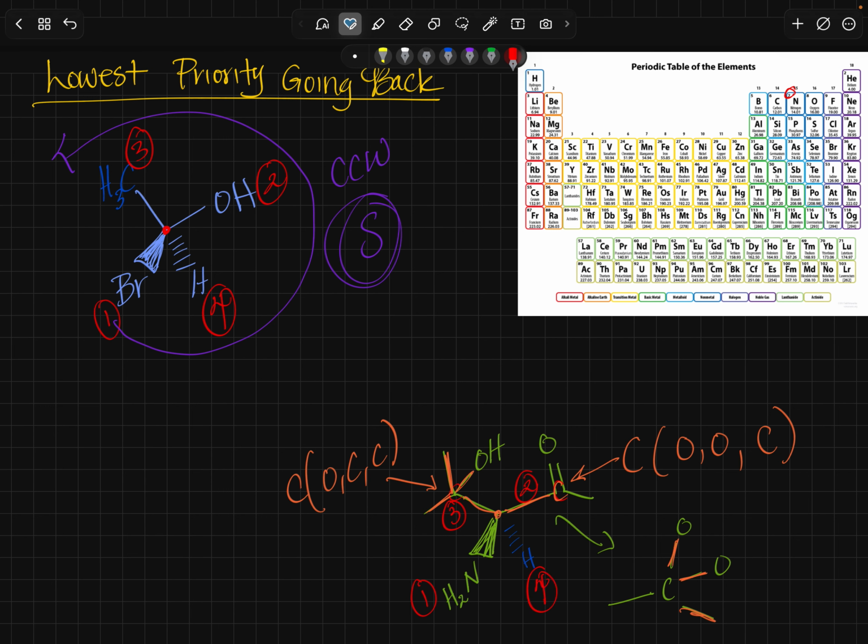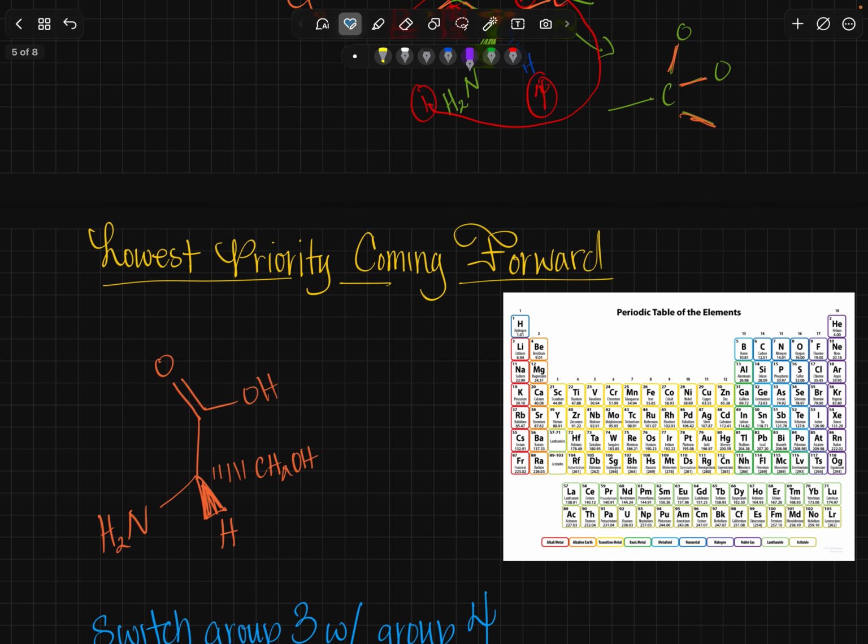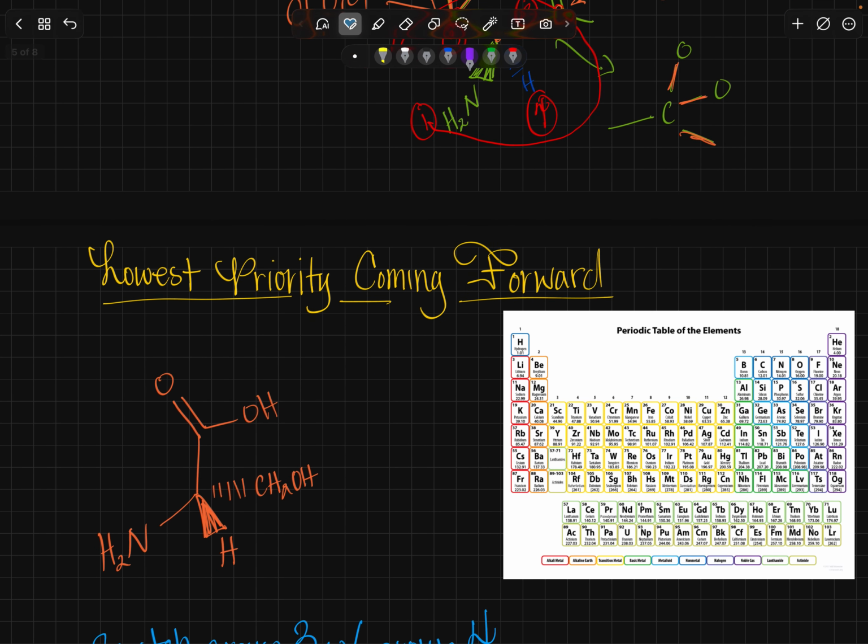Our lowest priority group is this hydrogen. It's our fourth group, and it's going back. So we just go from 1 to 2 to 3. This is counterclockwise. So this is also S. Okay? Let's look at a different situation. In this situation, the lowest priority is coming forward.